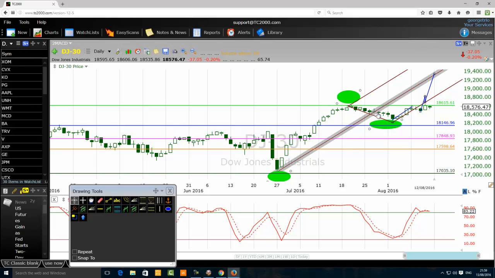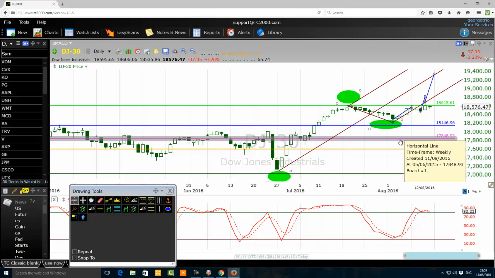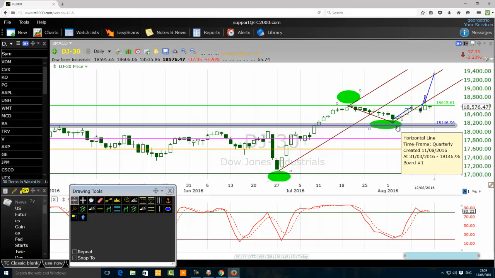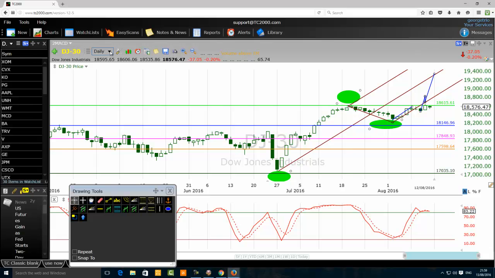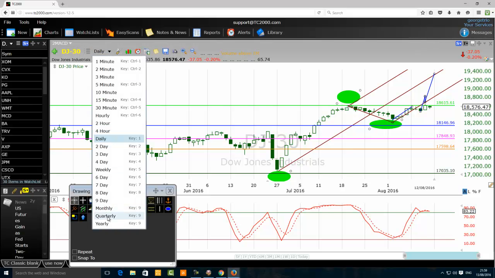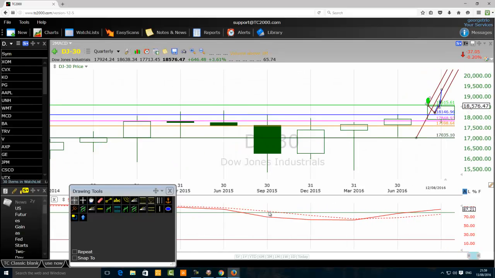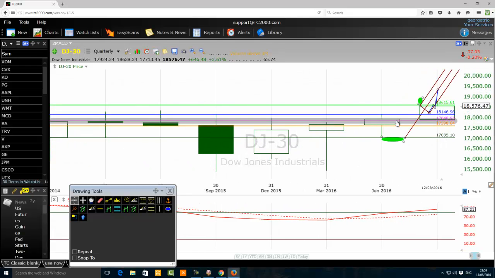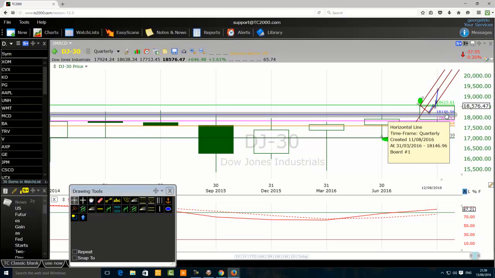As you can see, the price deviates far away from the short-term equilibrium price level, and then it tries to pull back near that short-term technical fair value. But it did find support at the high of the last quarter. If we go to the quarterly chart for the Dow Jones Index, we are talking about the high of the last quarterly candlestick bar. The high of that bar is near, not exactly at, the level of 18146.